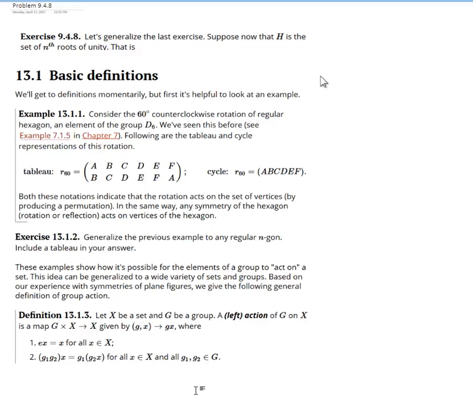Okay, let me say a little bit about this problem 9.4.8. This is something new, but we've seen the set H_n before; we're going to look at it from a slightly different perspective. H_n equals the set of complex numbers z such that you raise those numbers to the nth power and get one.